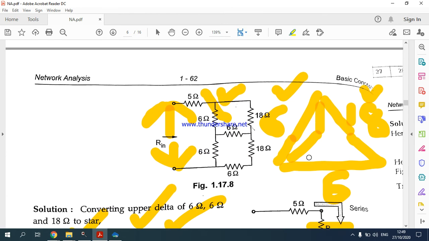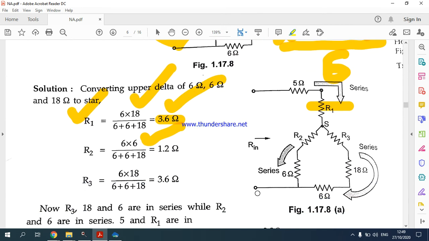Similarly, if I want to get this next, 6 into 18, 18 into 6, 6 into 18 divided by the sum of all these three, we will get 3.6. So first one is R1, second one is R2, third one is R3.